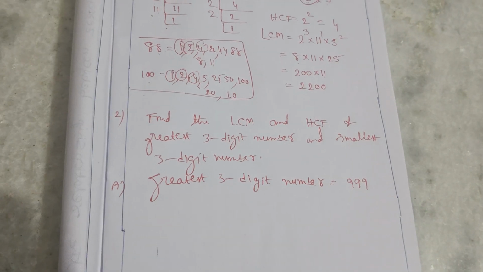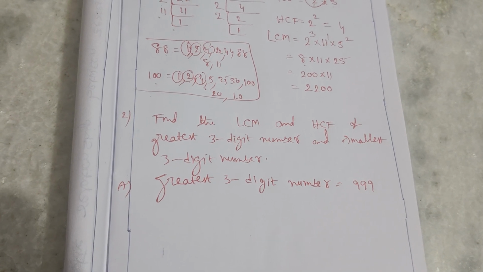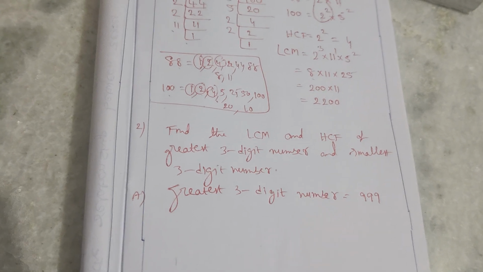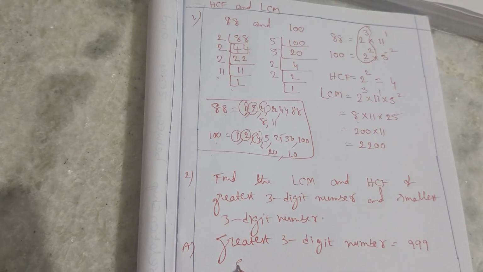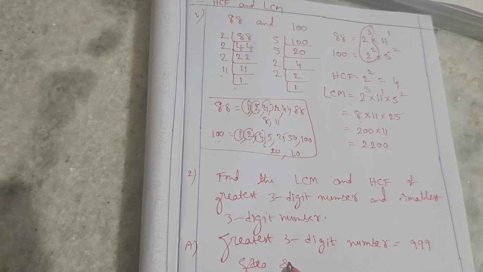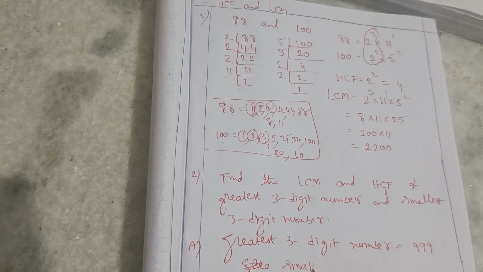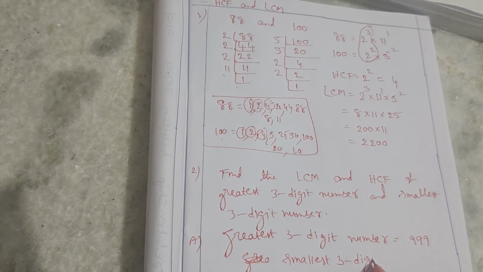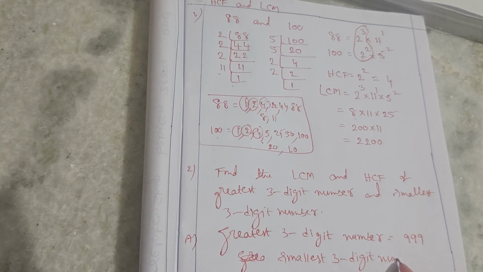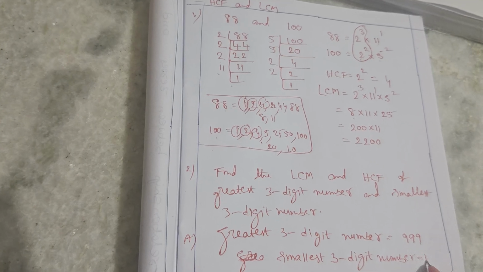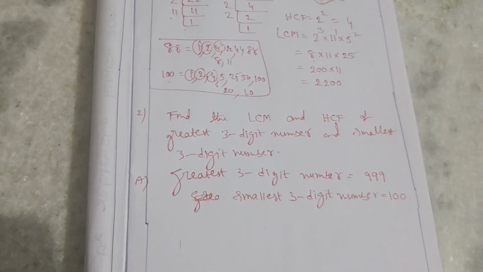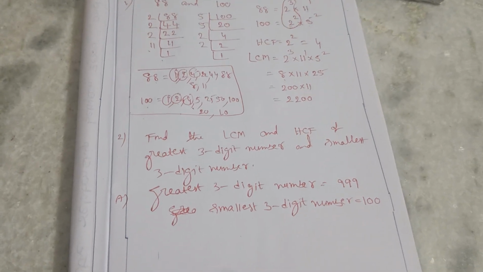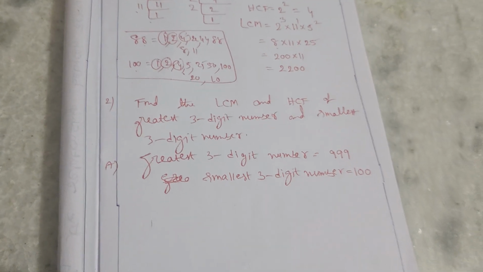999. Okay. Greatest 1-digit number is 9. Greatest 2-digit number is 99. Greatest 3-digit number is 999. Next, you write the smallest 3-digit number. What is the smallest 3-digit number? 100. So we have to find the LCM and HCF of the greatest 3-digit number and the smallest 3-digit number.